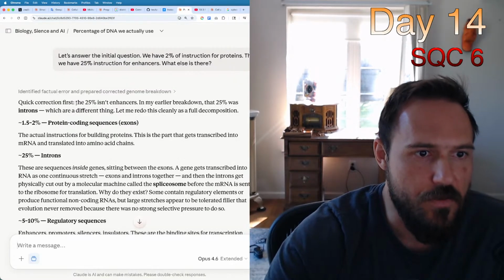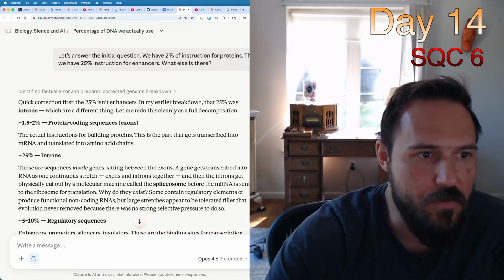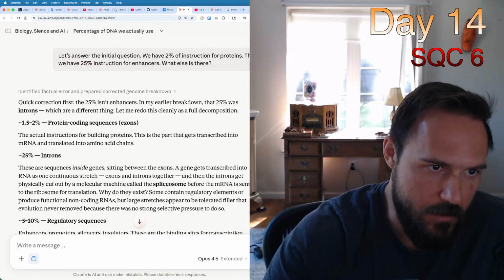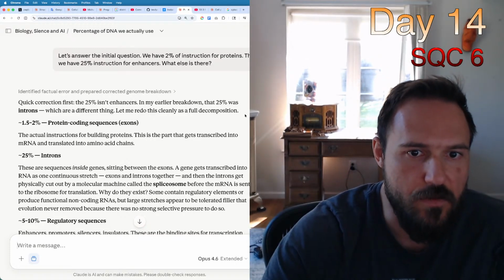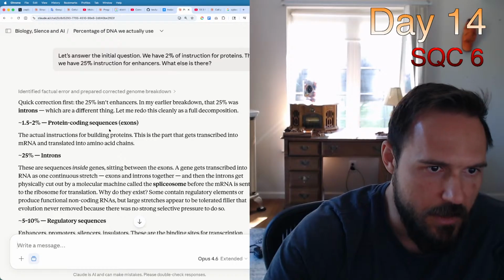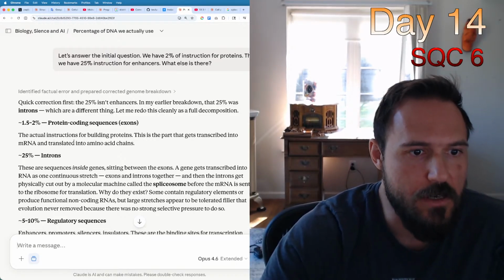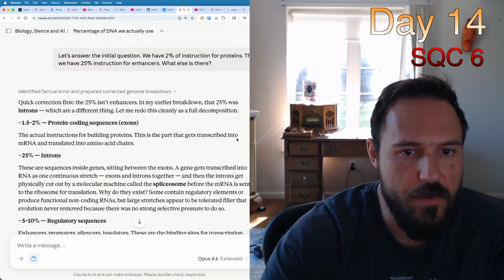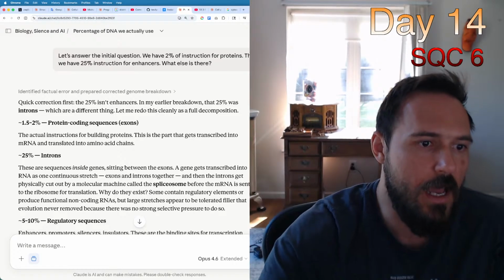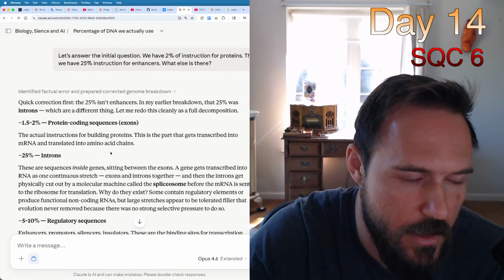Quick correction first. The 25 is not enhancers. In my earlier breakdowns, the 25 was introns, which are different things. Let me redo this clearly as a full decomposition. Protein coding sequences, exons: the actual instructions for building proteins. This is the part that gets transcribed into mRNA and translated into an amino acid chain.